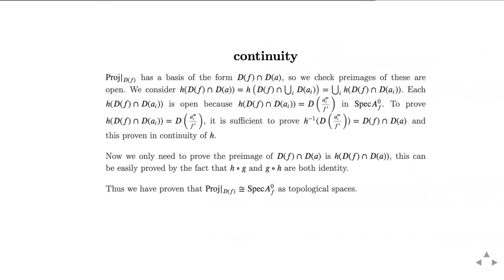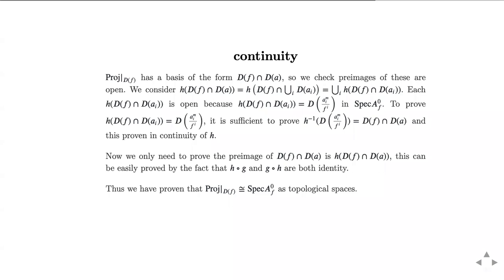So now we know that the forward direction and the backward direction are both bijective. We'll use this bijectivity to prove continuity. Again, we will need to check the pre-image of basic open sets are open. So because we are restricting Proj to a basic open set, the basis is of the form the basic open set D(f) intersecting another basic open set, and we can actually prove that.